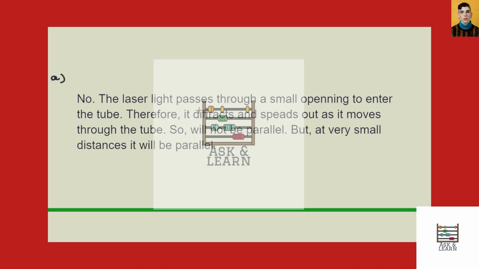No, the laser light passes through a small opening to enter the tube. Therefore, it diffracts and spreads out as it moves through the tube. So it will not be parallel. But at very small distances, it will be parallel.